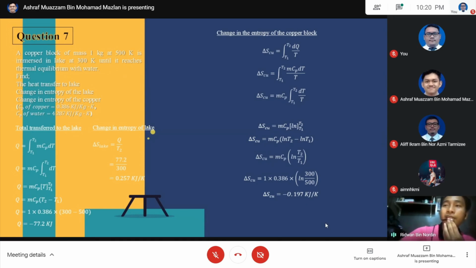And for the change in entropy of the copper, we need to integrate delta Q, which equals MC dT. Just integrate like usual, and we get MC, which is the isobaric specific heat for copper, times ln of T2 over T1. Just put in all the data from the question, and we finally get the entropy for the copper block is negative 0.197 kilojoule per Kelvin. We get a negative answer because the heat from the copper goes to the water. The copper lost heat. That's why we get negative. Next.